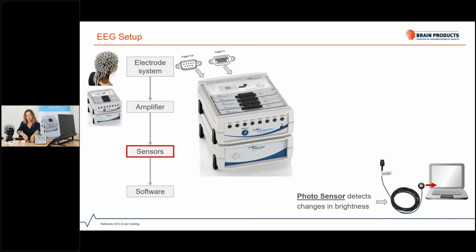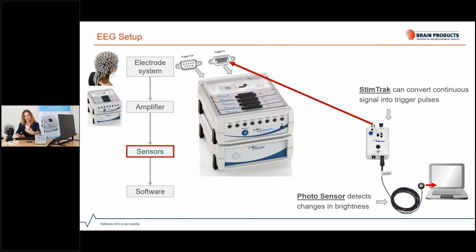And the second device we want to use is the StimTrack. This is the StimTrack. It's just a tiny box, and it can take in signal from sensors like the photo sensor that can just plug in here. And what the StimTrack does is it transfers this continuous sensor signal into trigger pulses. So if the sensor signal surpasses a certain threshold that we set, it sends out trigger pulses out of this BNC port on the top, and they can be fed into our amplifier.